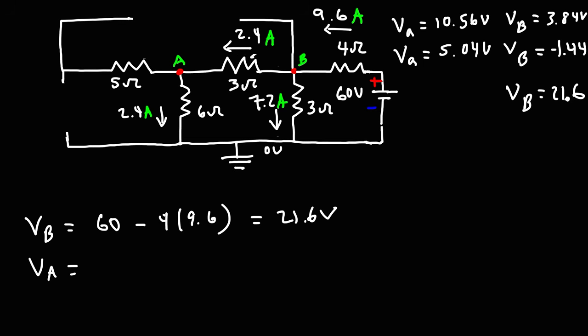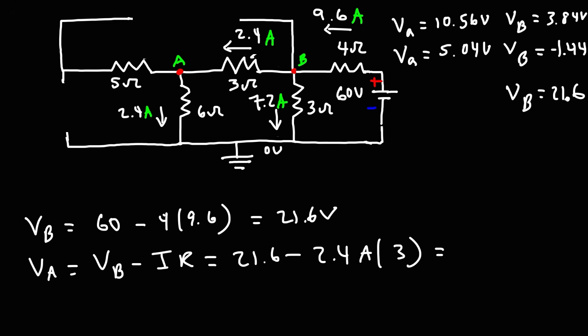To calculate the potential at point A, there's two ways we can do it. We could take the potential at point B and subtract the voltage drop across the 3 ohm resistor. So it's going to be 21.6 minus a current of 2.4 amps times the 3 ohm resistor. And so that's going to be 14.4 volts. The other way to get the same answer is to multiply 6 by 2.4. And we'll also get 14.4 because the potential at the ground is 0.